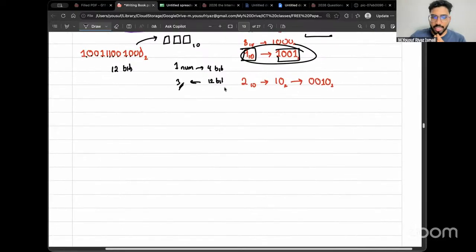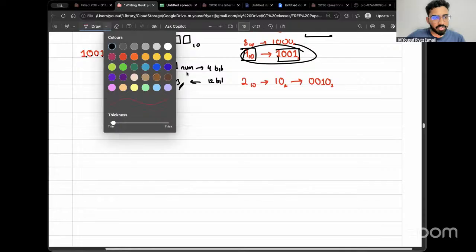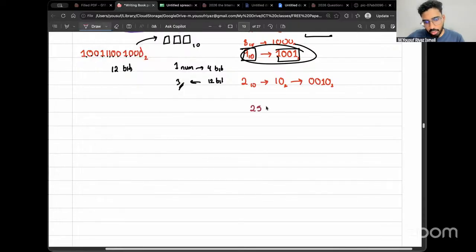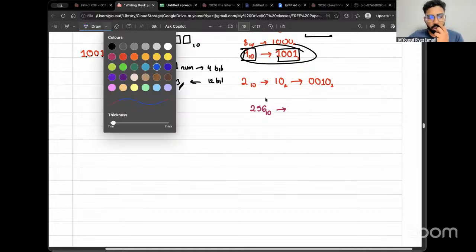Okay. So for example, if I have a number like 256, and I want to convert this to binary using the BCD method, we don't divide it by 2, but we represent every digit using 4 bits. So I'll just do it quickly, without showing the method.